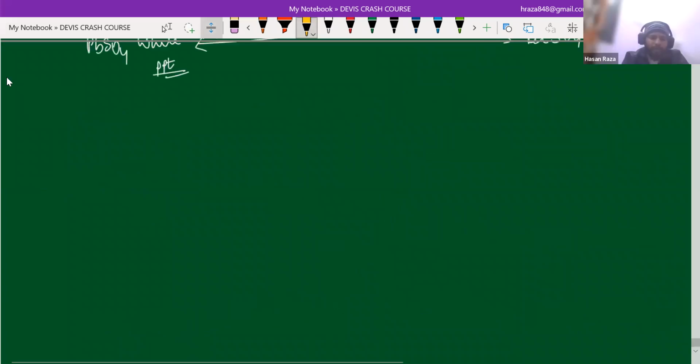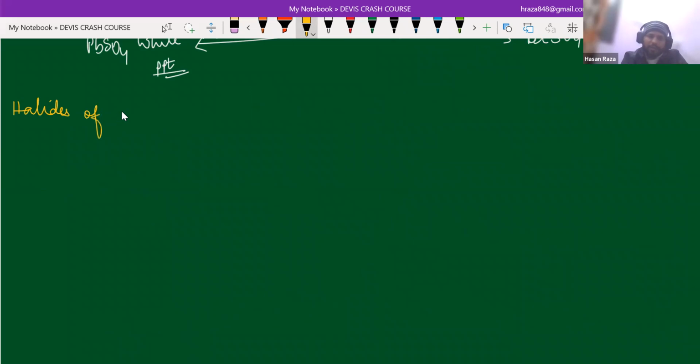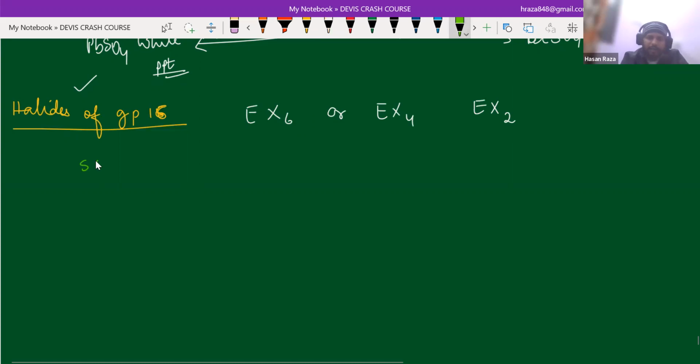Now we are going to see about the halides of group 16. Halides of group 15, we have already discussed: PCl3, PCl5. You know that group 16 will form either EX6 type or EX4 type, and also it can form EX2 type, like SF2. SF6 is also there, and SF4 is also there.